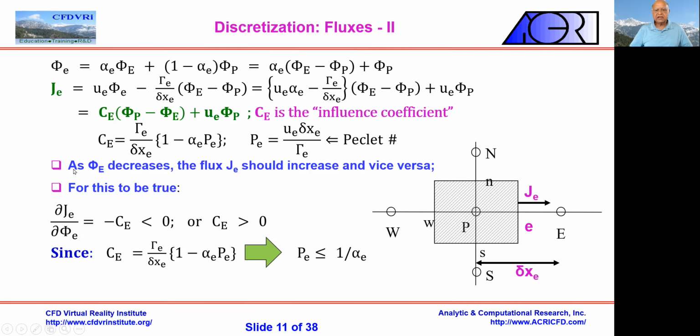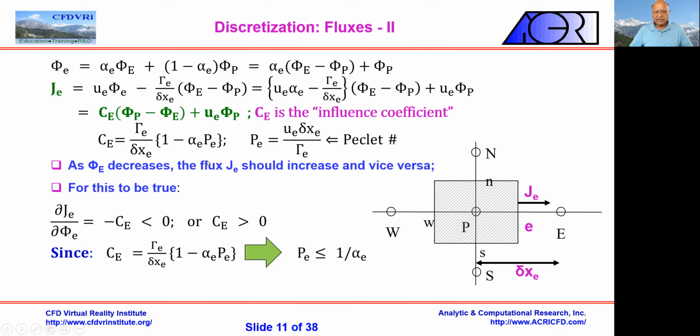So we see that one physical requirement is that, for example, if we decrease the value of E below P, then flux should go from here to there, outside. Similarly, if we decrease the inside value, and this is larger, then the flux should come in, right? This is a physical requirement of the fluxes, and it is very important. So as phi E decreases, the flux JE should increase and vice versa, right?